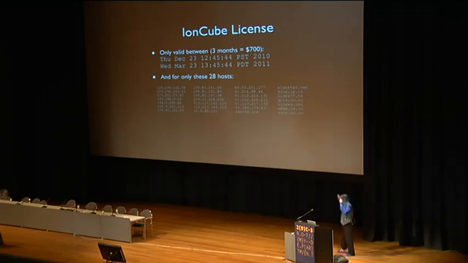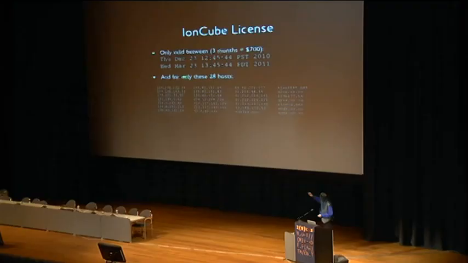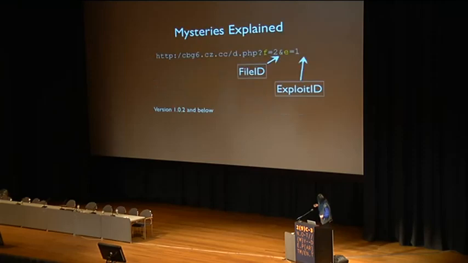The particular leaked copy was licensed for between these dates, so it was a 3-month license. It was one of the $700 ones, and it was also licensed for use only on these 28 hosts here. I don't know if that means they paid another $200 for the multiple host license or something.